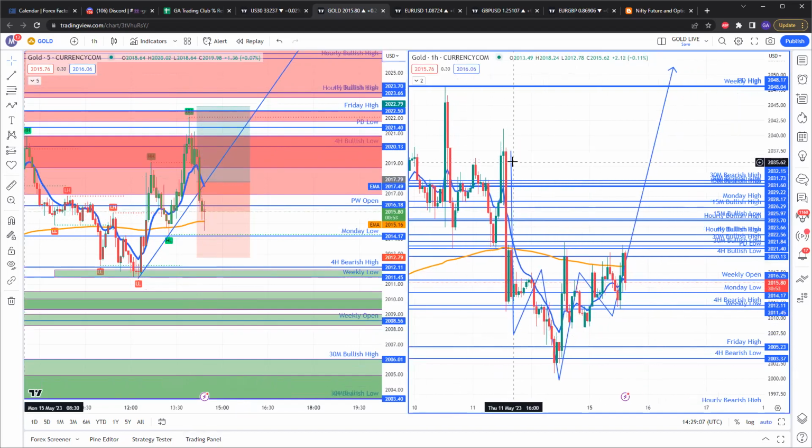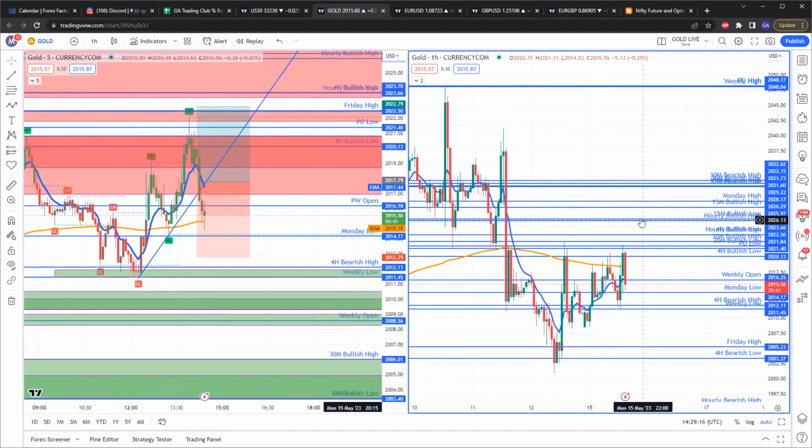Again, you can see this inverted head and shoulders on the hourly. So I'll just delete that to avoid a lot of markups. This is an inverted head and shoulders on the hourly. So I still expect gold to shoot all the way up.